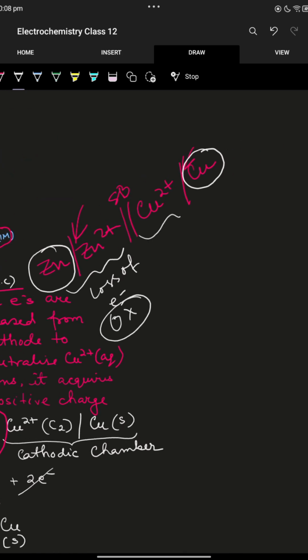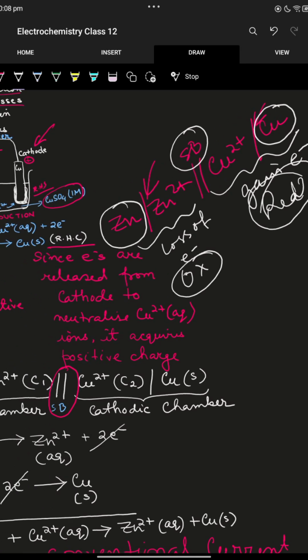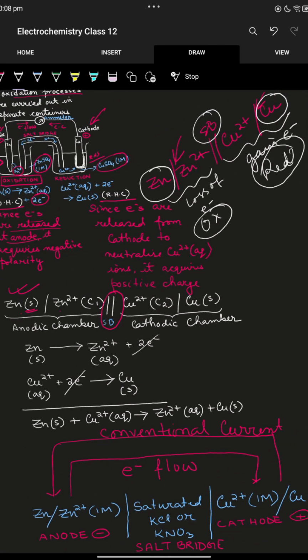And Cu2+ can gain electrons and form Cu, so this is your reduction chamber. Both the chambers are interconnected by a salt bridge, which is a U-shaped tube.